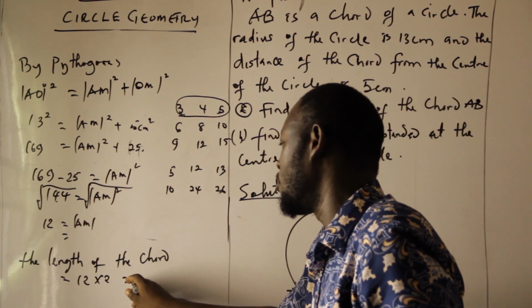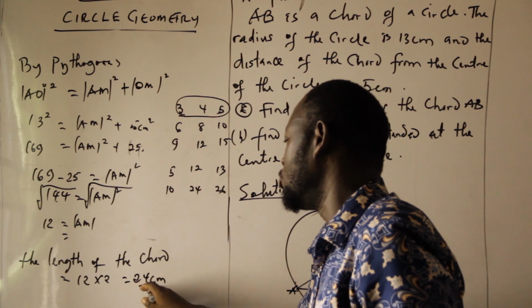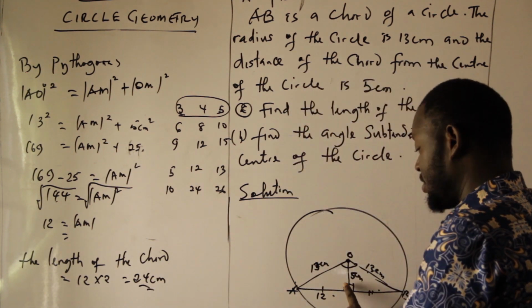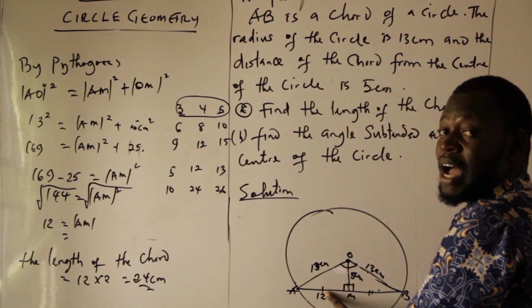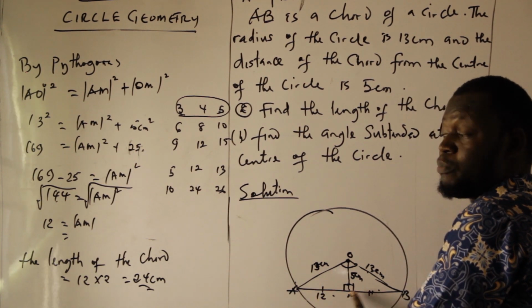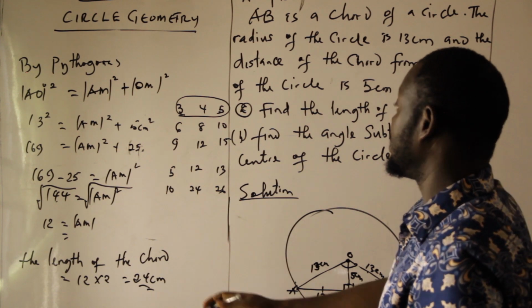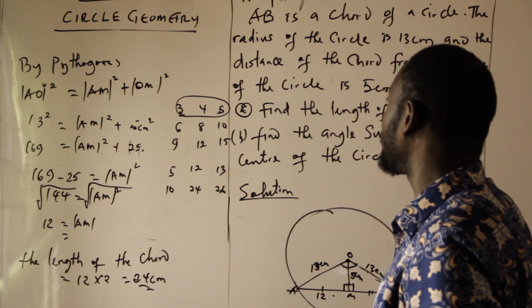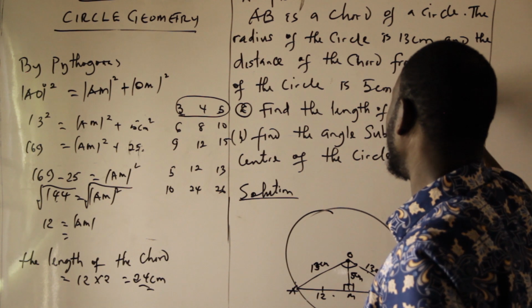That is 24 centimeters. Remember the theorem that says once we have this as a perpendicular, whatever we have here is what we have here. So to get the length of this chord, we have 12 plus 12. That is 24. That is the answer for the first question, which is the length.